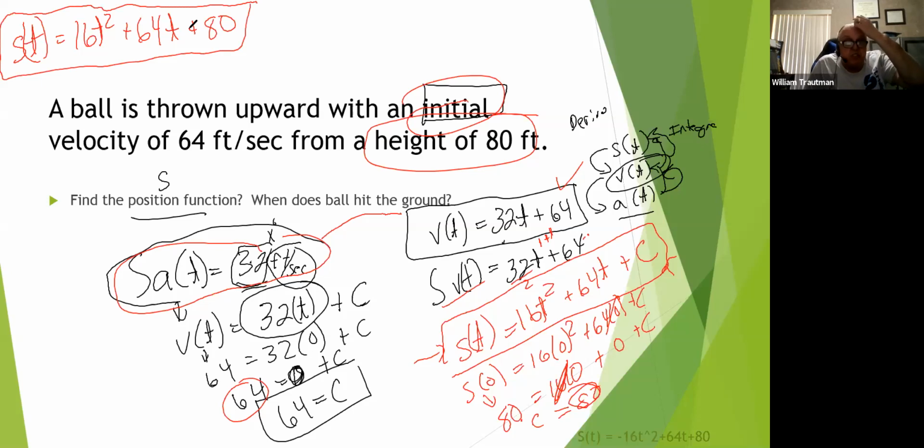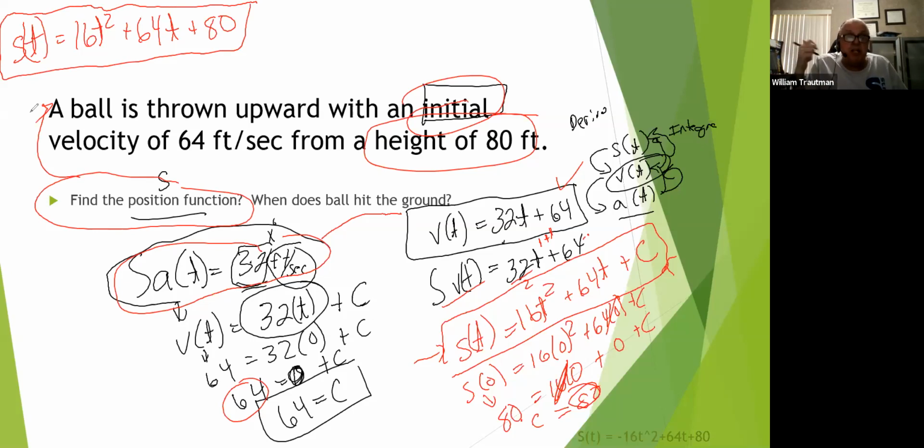So it says find the position function. We found it. It's up here. We had to integrate the acceleration. And then, by the way, acceleration is always 32 feet per second squared, unless we're using metric, then it's 9.81. So you start off with acceleration, you move up, and we found the position function.